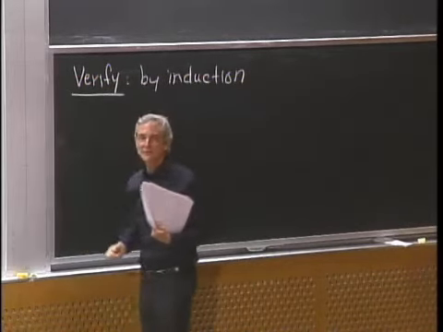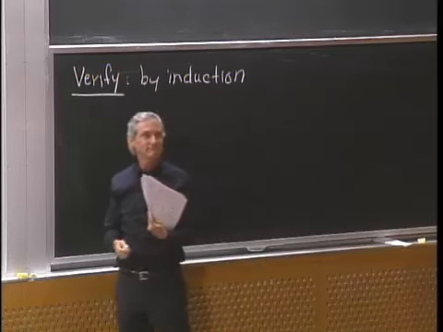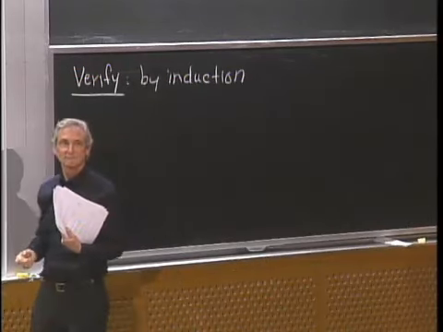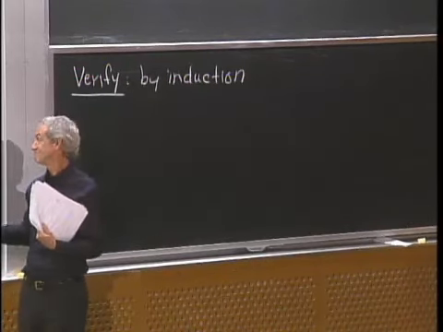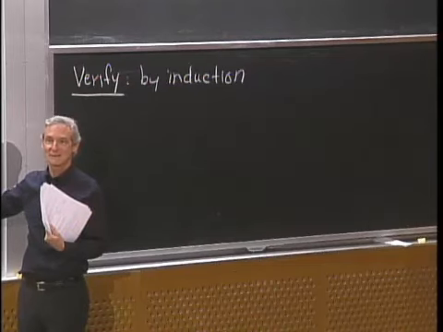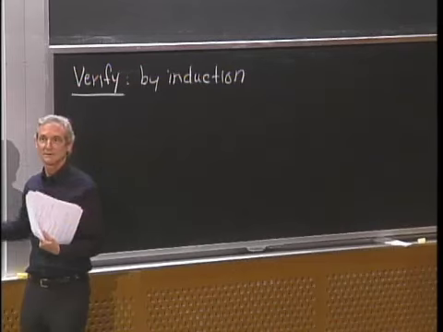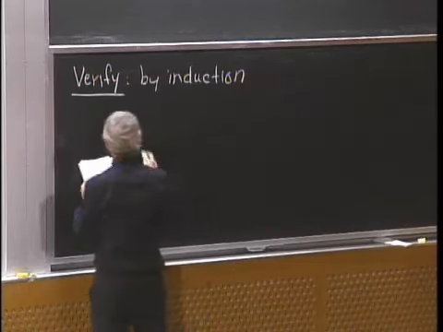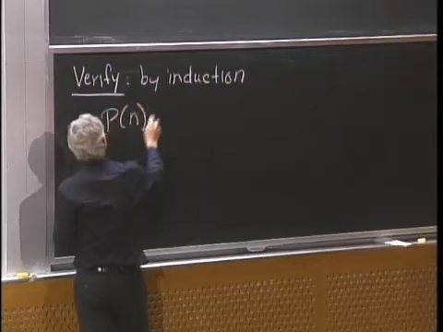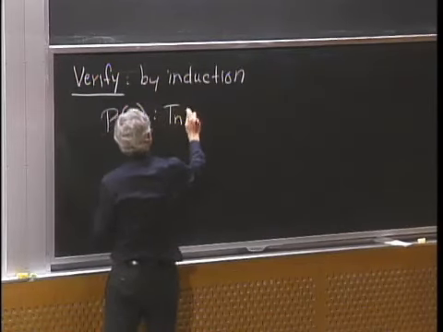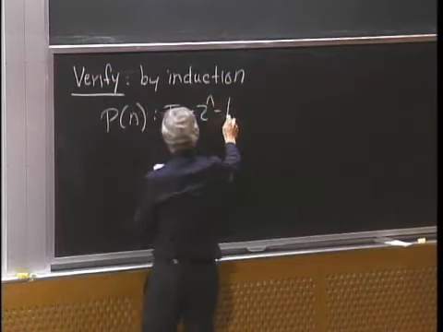What's our induction hypothesis? Any thoughts? Right there, P of n is going to be that Tn equals 2 to the n minus 1. All right, very typical. So the predicate is that T of n is 2 to the n minus 1.